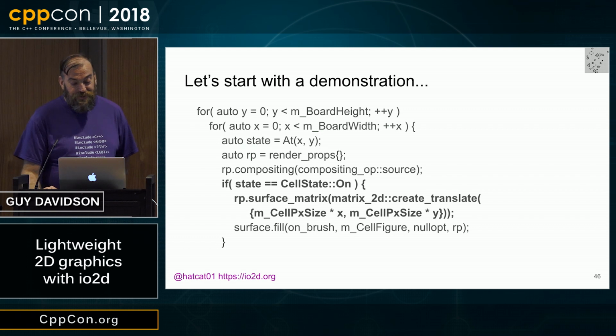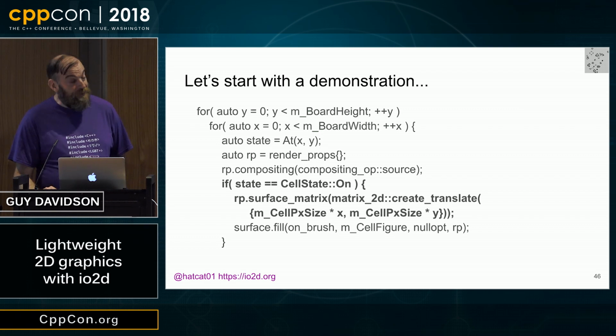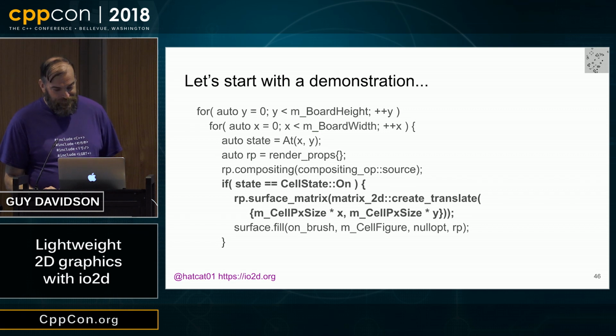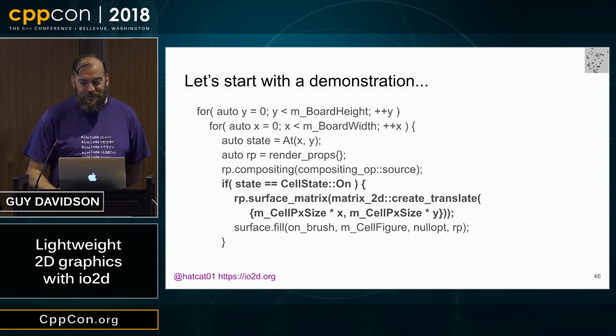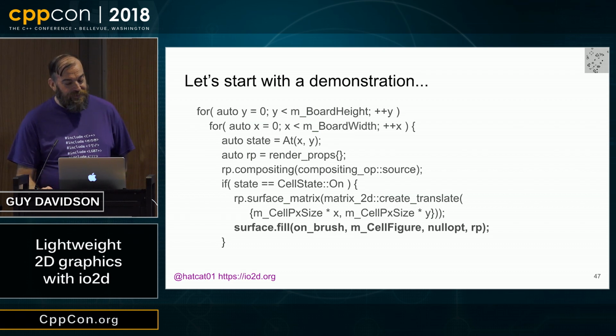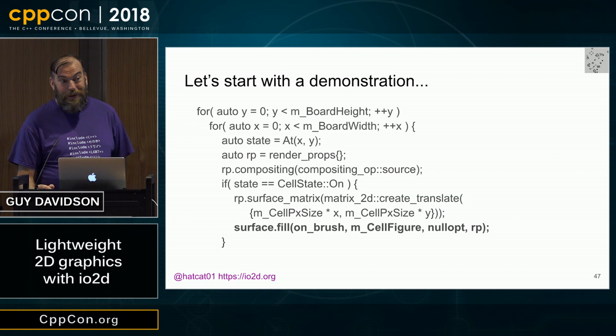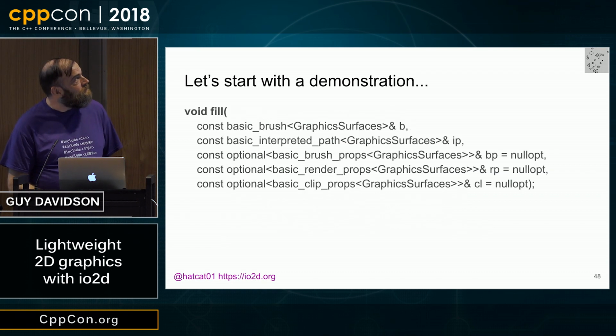Now there are three conditions to deal with. We don't need to do anything if the cell is off. The first condition applies if the cell is on. And here we simply translate to the appropriate position in the grid. And then we call surface fill. So there are 4 drawing operations on the surface. We've already seen stroke and paint. And this is fill. The fourth one is called mask.